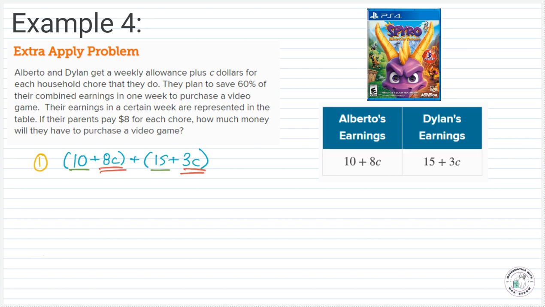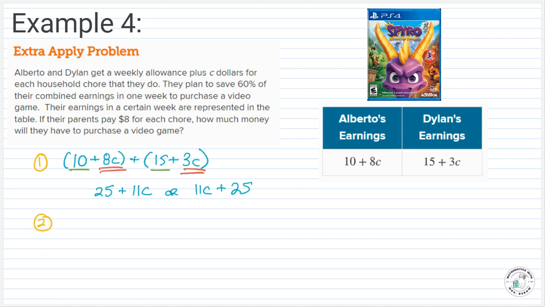So the 10 plus 15, that's going to be 25. Plus we have the 8C and 3C, which is 11C. Or you can write 11C plus 25. Same thing. So that was step 1. We figured out our simplified algebraic or linear expression. Step 2 is to figure out, well, how much money did they actually get when they combined their earnings.